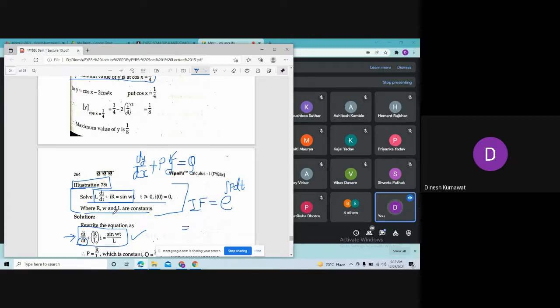Keep this thing in mind, you can see it is also mentioned in the problem that R, omega and L are constants. So what will the integrating factor be? Is it? Yes, sir. So what will the final solution be? The general solution? Yes, what is the general solution?